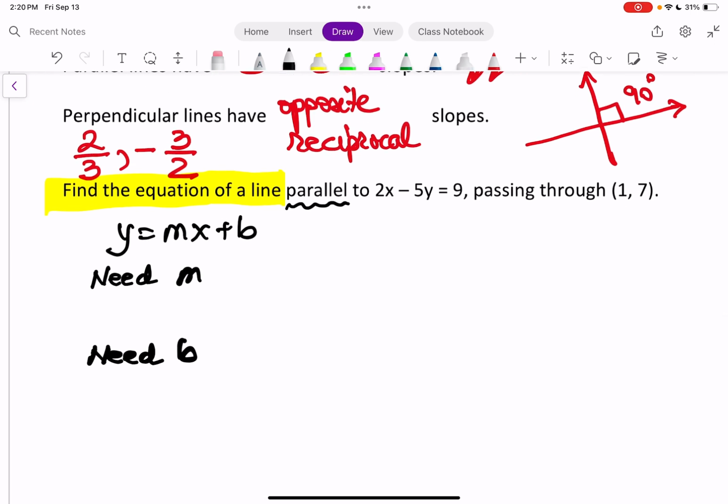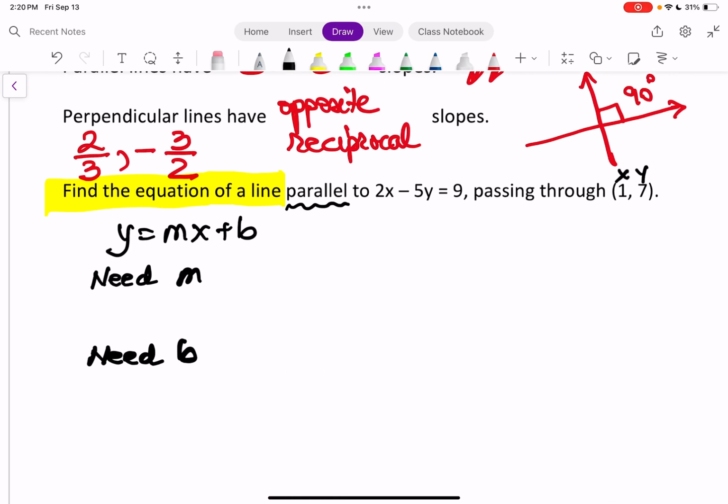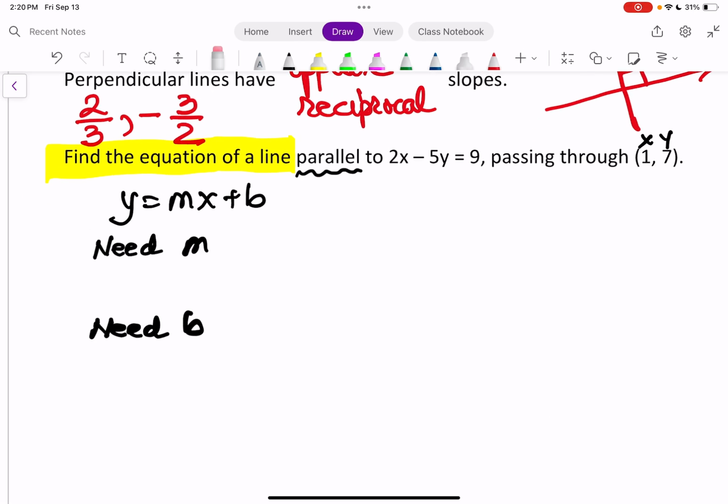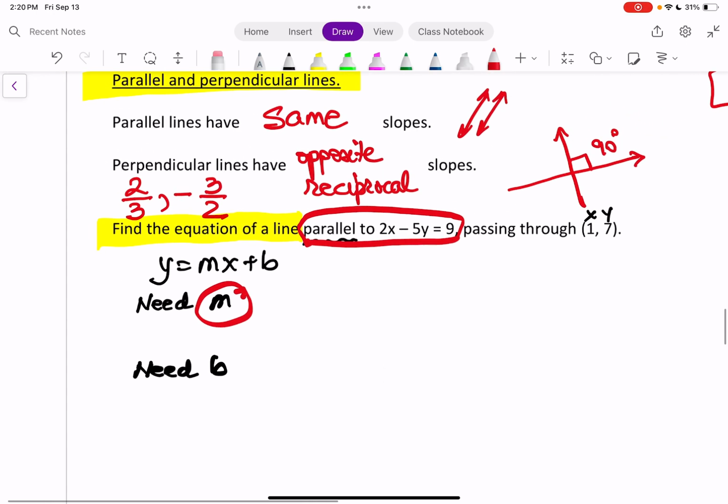Okay. I am given a point, an x and a y, that I'm going to use just as we did before to find the b. But what information is going to give me the slope? Well, this information that's going to give me the slope is the fact that my line is parallel to this other one. So if they're parallel, that means they have to have the same slopes. This is something else we practiced in this section.